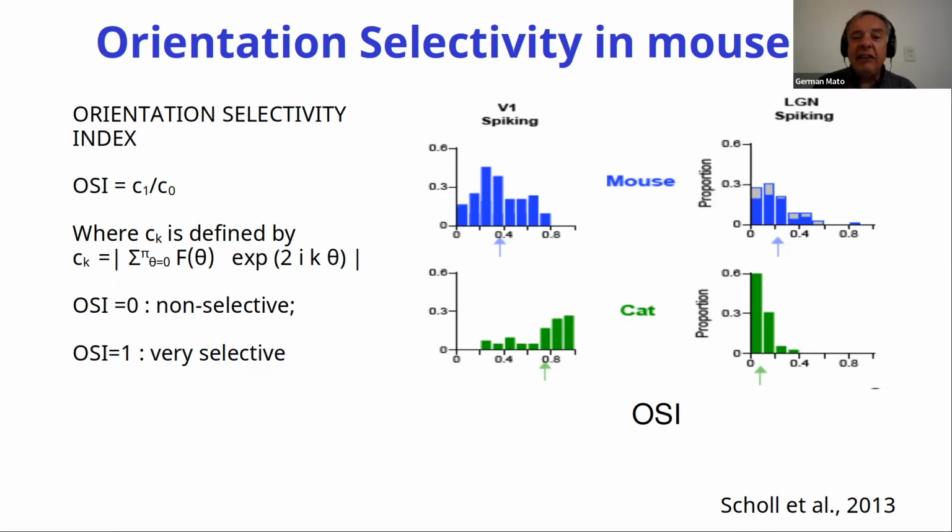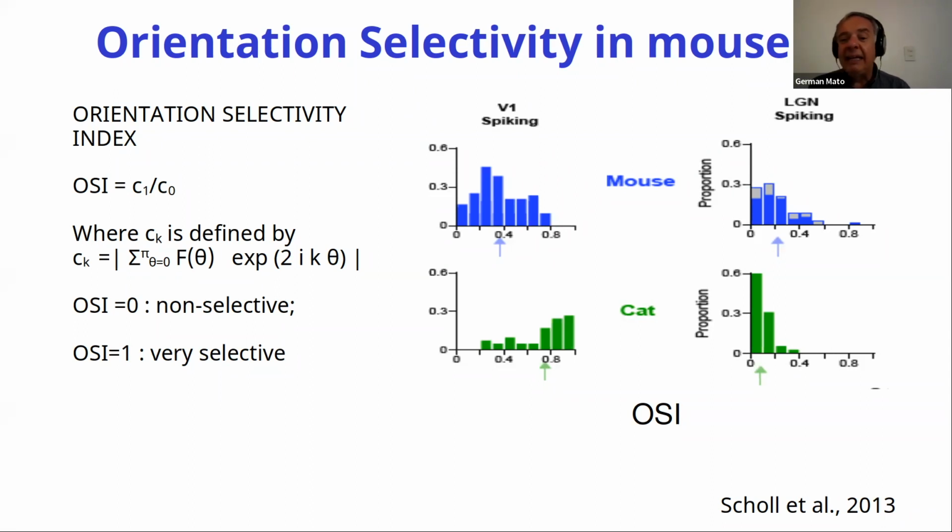So let's see the histograms, right? In mouse V1, we see a significant selectivity that is about 0.4 in mean, that is lower than in cat. In cat, it's about 0.8. However, there is a lot of selectivity in mouse in V1. Now, when we see the behavior of the neurons in LGN themselves, remember that are the neurons that feed onto V1, we see a quite different behavior.